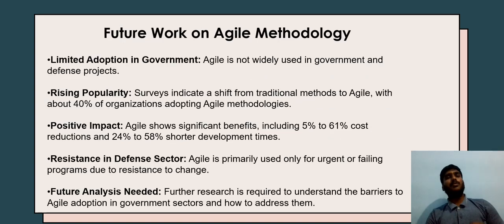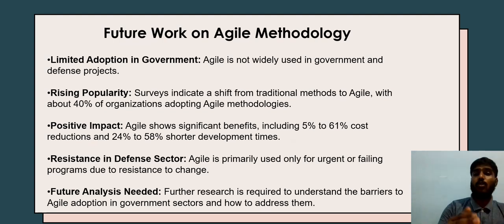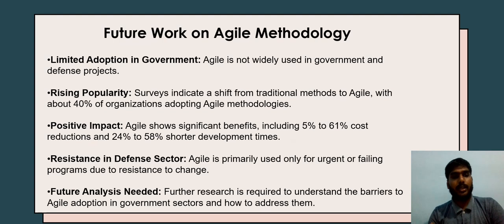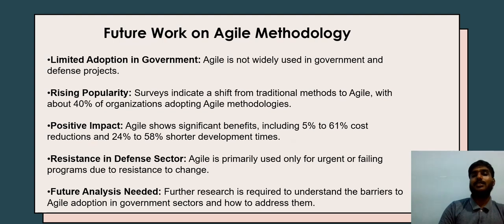Future, what are the future aspects? If you are in a domain like AI technology, then you should aim for the future, right? So future work on agile methodology means limited adoption in government. Agile is not widely used in government and defense projects. Wow, it's awesome. Rising popularity: surveys indicate a shift from traditional methods to agile, with about 40% of organizations adopting agile methodologies.